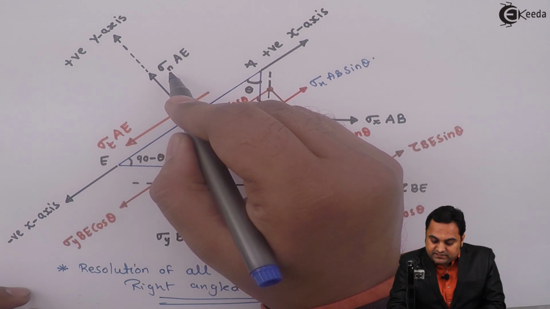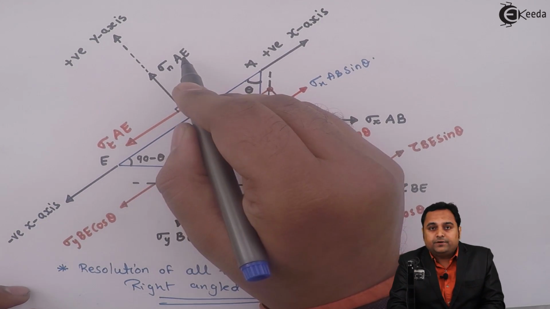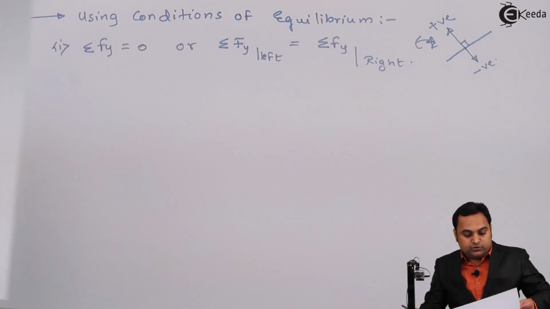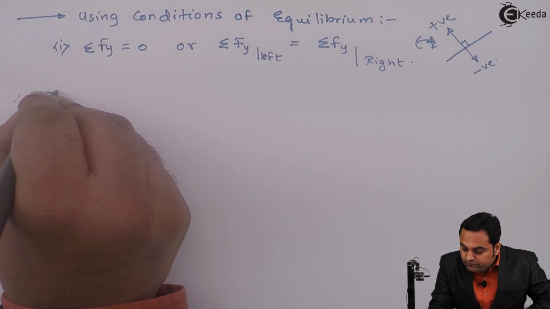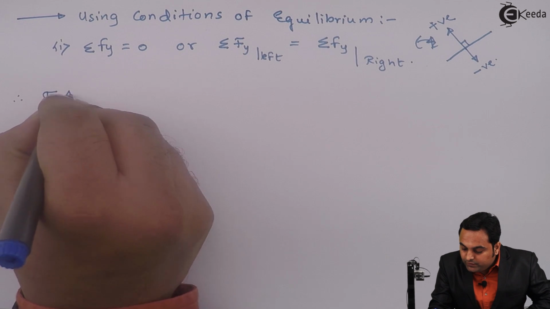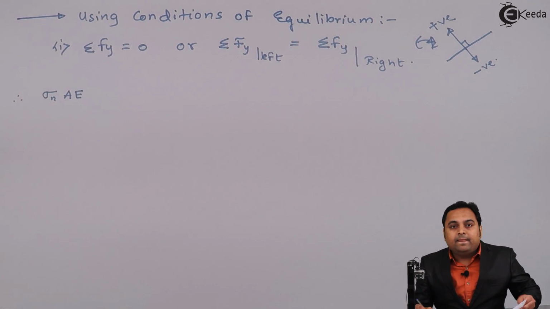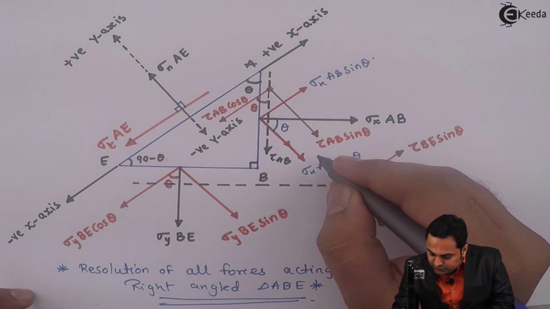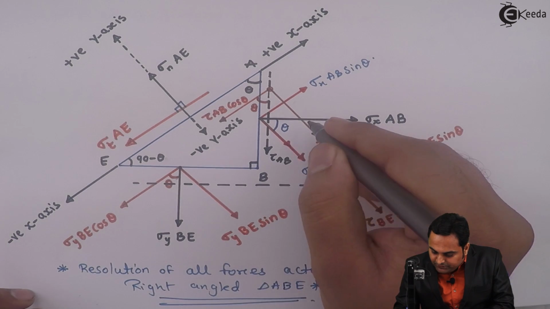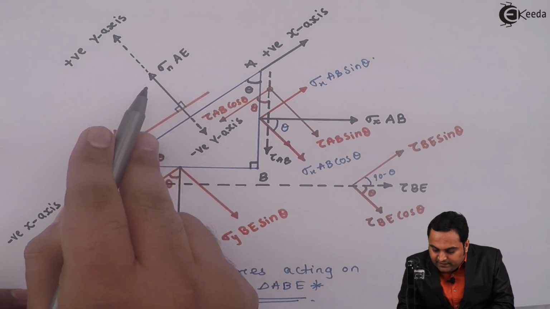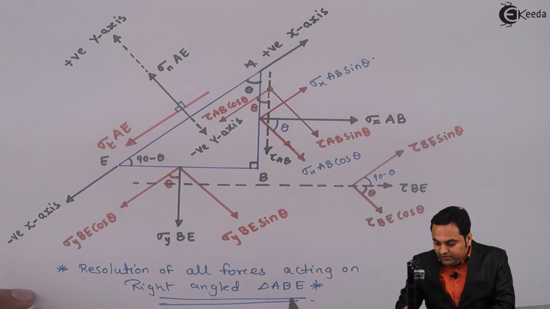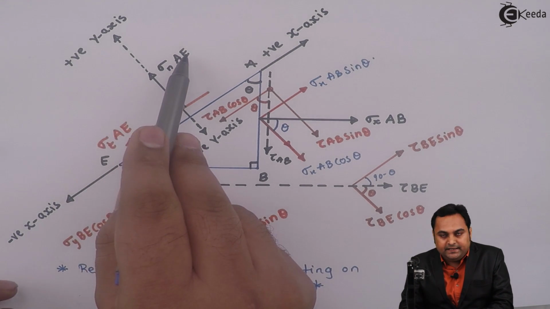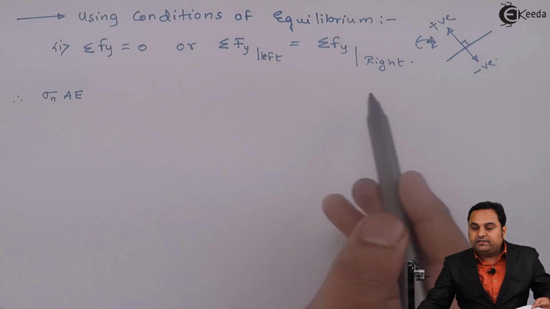Now if I see sigma n AE, it is perpendicular. So I'll consider this first, it is acting along positive y. So therefore sigma n into AE. Now out of all the components which are vertical, that is perpendicular to the plane, only sigma n AE is acting upward, remaining all components are acting downward. So on the left hand side I have only sigma n AE. Now I am going to write the right hand side.